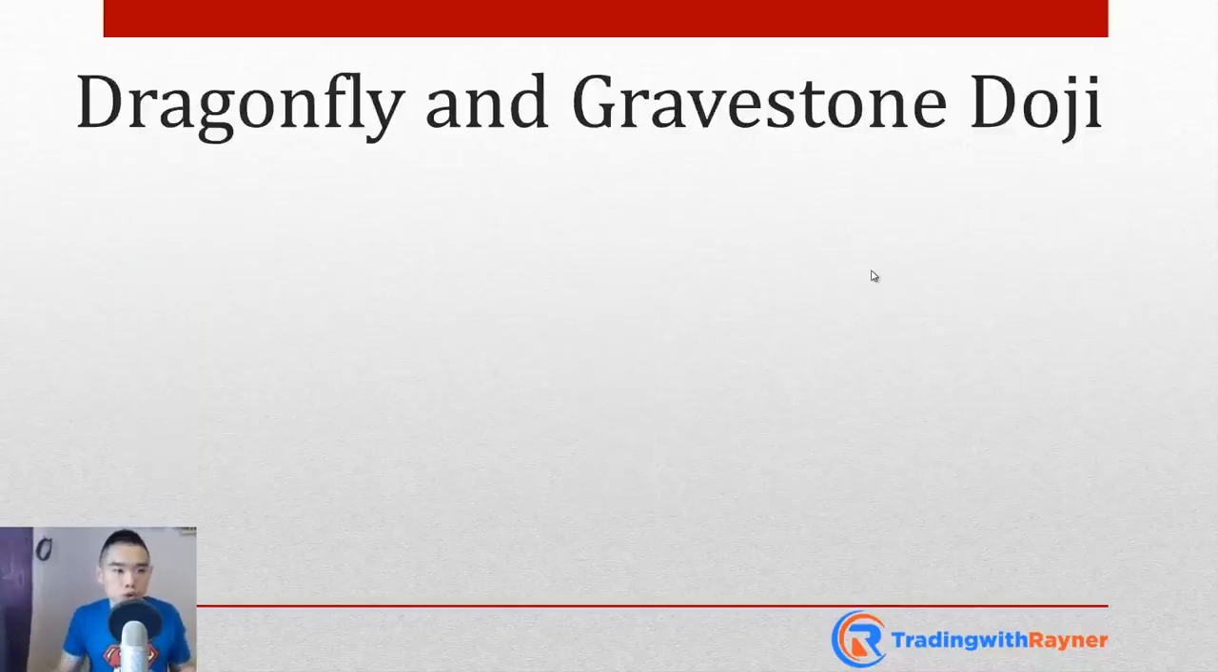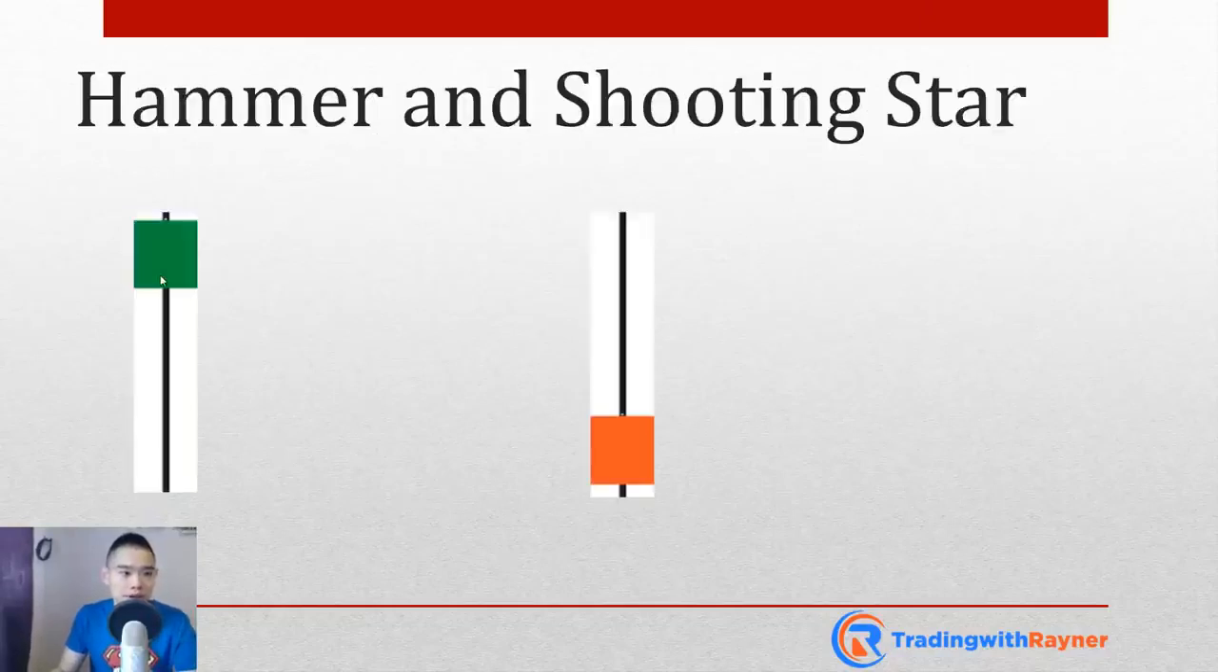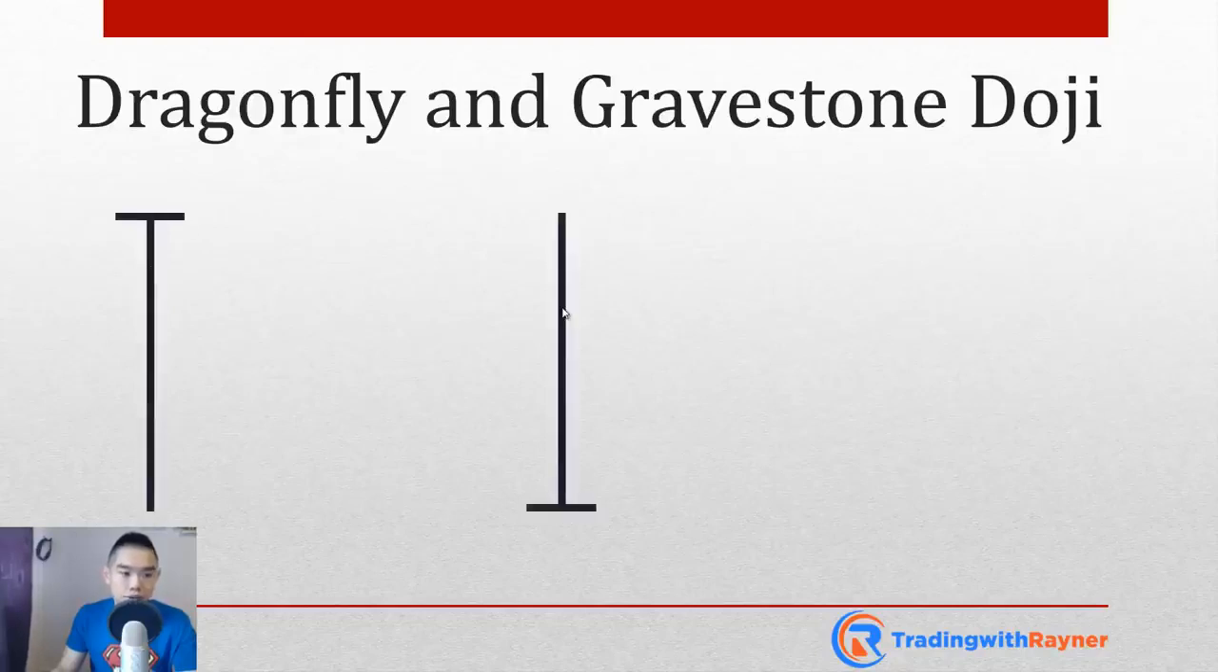Dragonfly and the Gravestone Doji. It sounds like a handful, but really the pattern is very similar to the hammer and shooting star. The only difference is that a regular doji simply means indecision in the markets, but for the Dragonfly and Gravestone Doji, it's a sign of price rejection. Because if you look at it, it's very similar to the hammer and shooting star that you've seen earlier. Let me just go back a little bit. Hammer, shooting star. Dragonfly Doji, Gravestone Doji. So now let me ask you, what is the difference between the hammer and shooting star and the Dragonfly and Gravestone Doji?